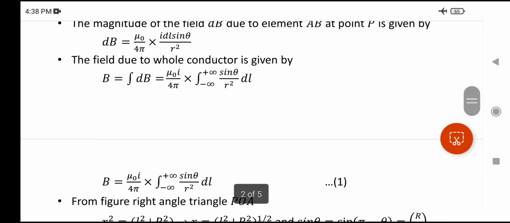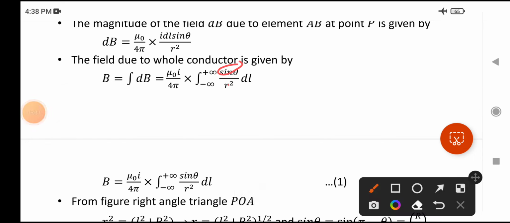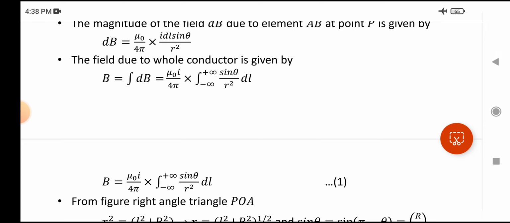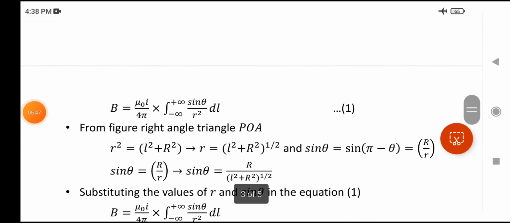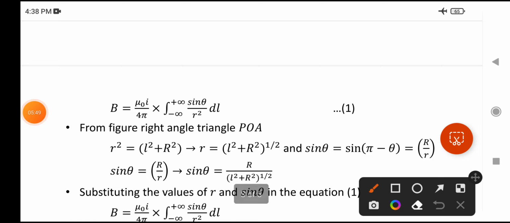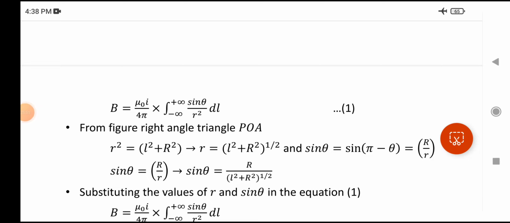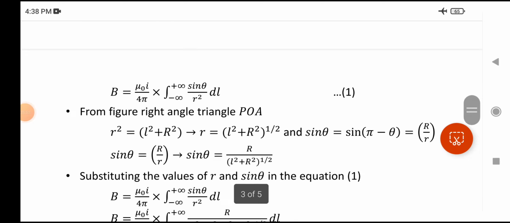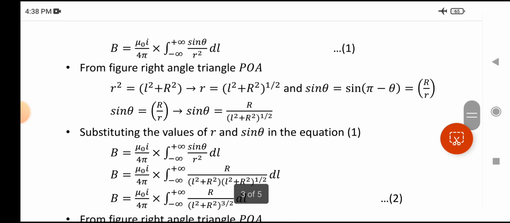Now we have to calculate the sin theta value, the r value and the dl value. If you substitute them here and solve, then we can get the final answer, that is B. So for this, let me do the derivation. The same thing is written once again. Let it be equation number 1.